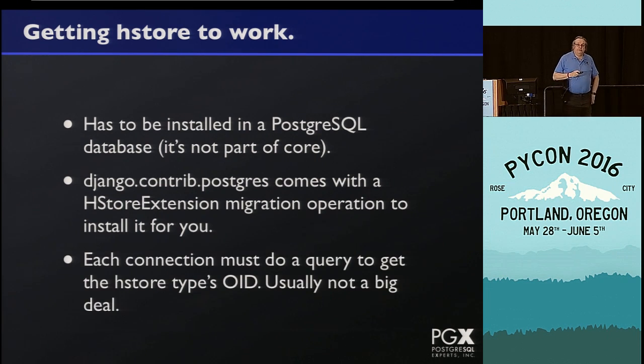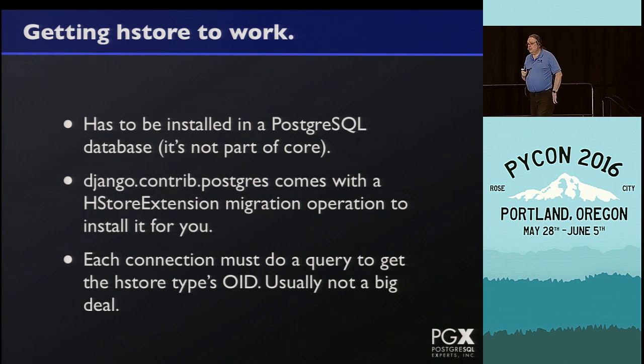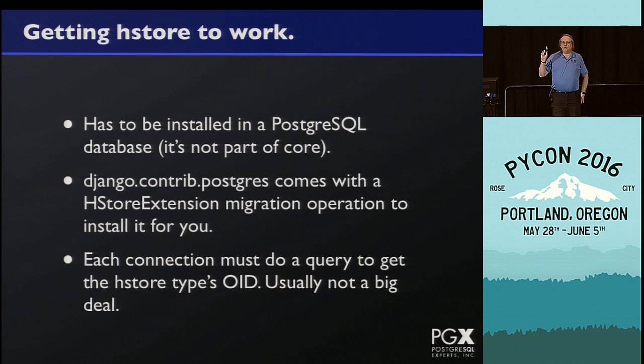One thing to be aware of is if you are using the basic unaltered Django connection model where every single web cycle connects to the database, please don't do this anymore, but that is the default. Every one of those connections will now have another query added to it because it has to get the object ID of the hstore extension every time. It's usually not a big deal, but just be aware of it.